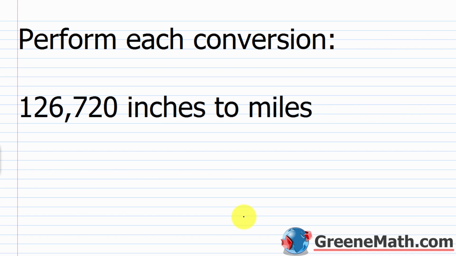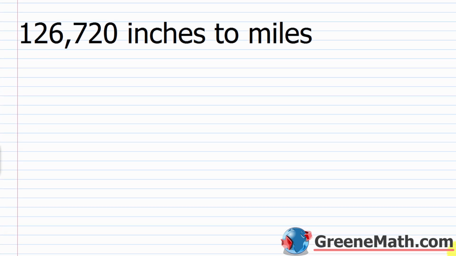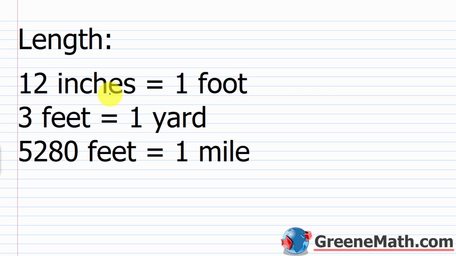We just want to perform each conversion, and we just have one problem to do because it's a little tedious. We have 126,720 inches to miles. So we're going to be doing multiple conversions here in one shot. Let me scroll up real quick, and we're going to look at the relationship between different units of length. Here I have 2 relationships we're going to use. 12 inches equals 1 foot, and 5,280 feet equals 1 mile.